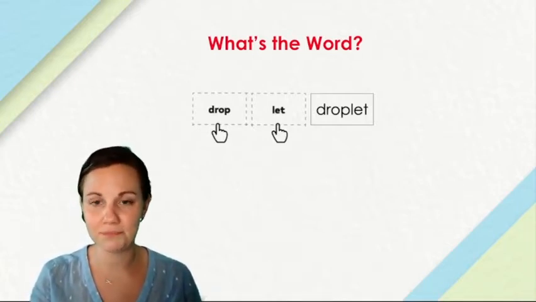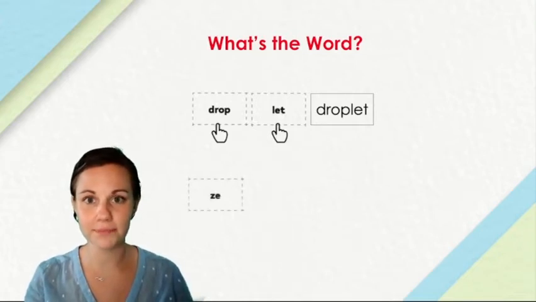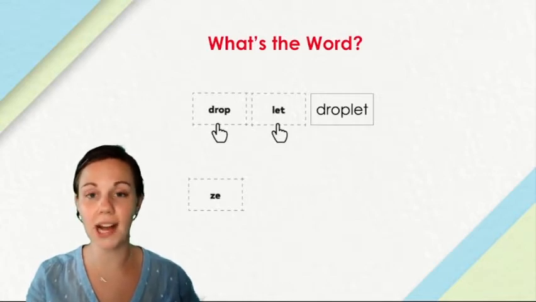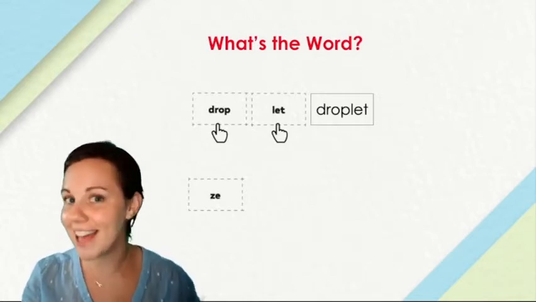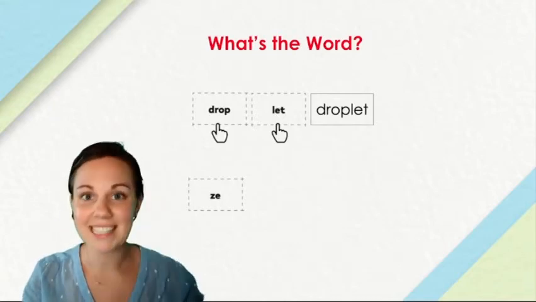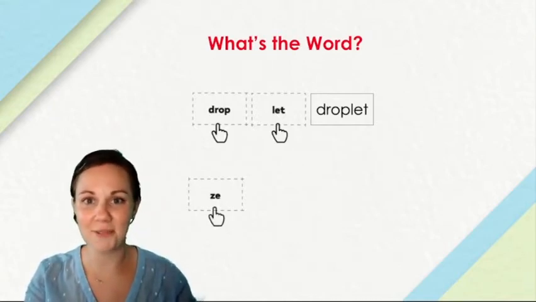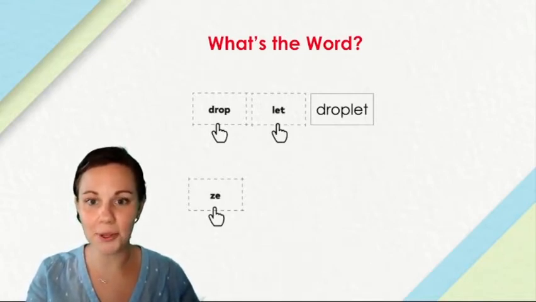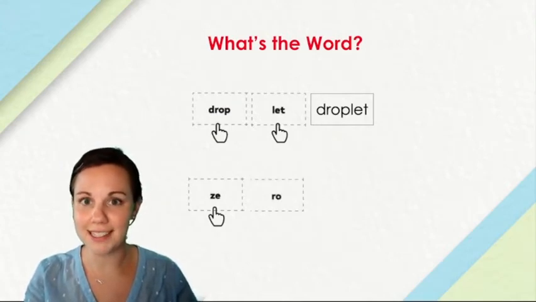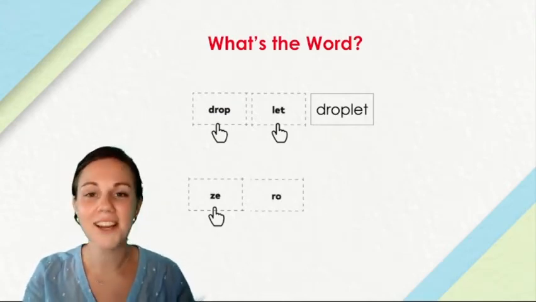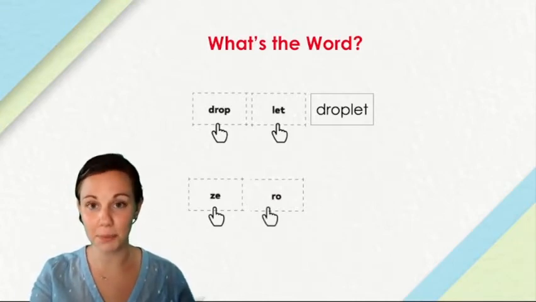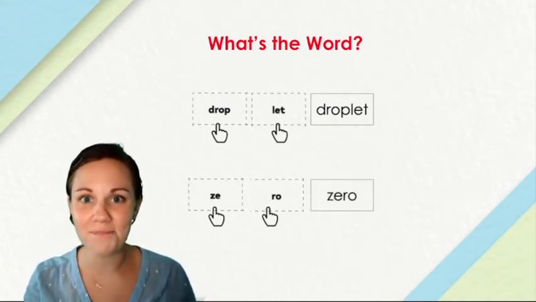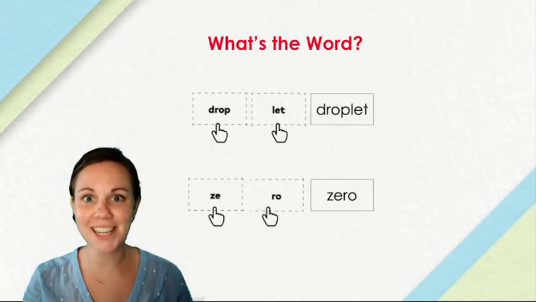Let's do it again. Here's our first syllable. Looks like it's an open syllable. There's no consonant closing it in. What does it say? Z. Great job. Our first syllable is Z. Here's the second syllable. What does it say? Row. Let's put them together. Z, row, zero. You've just read the word zero.